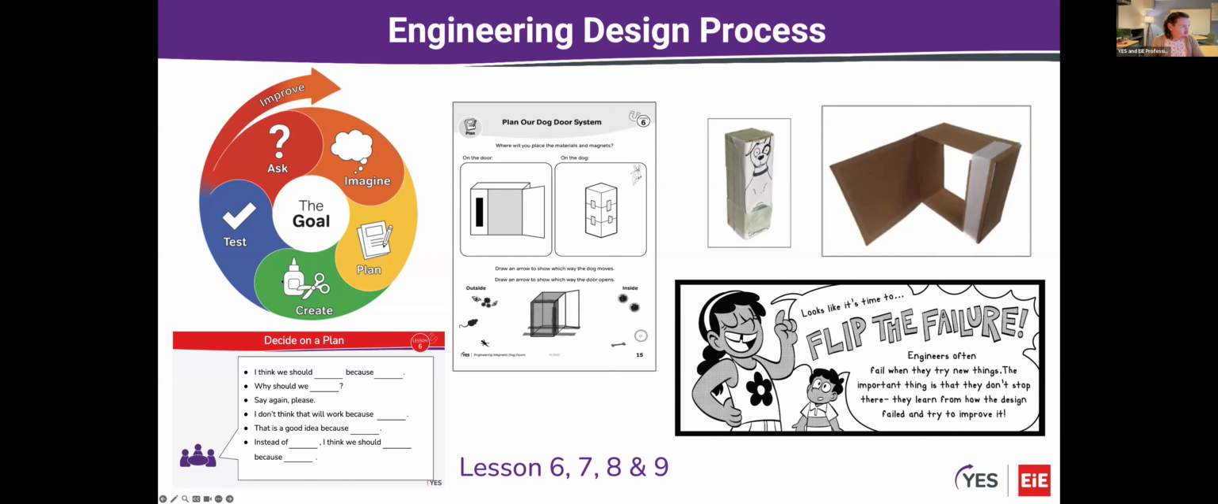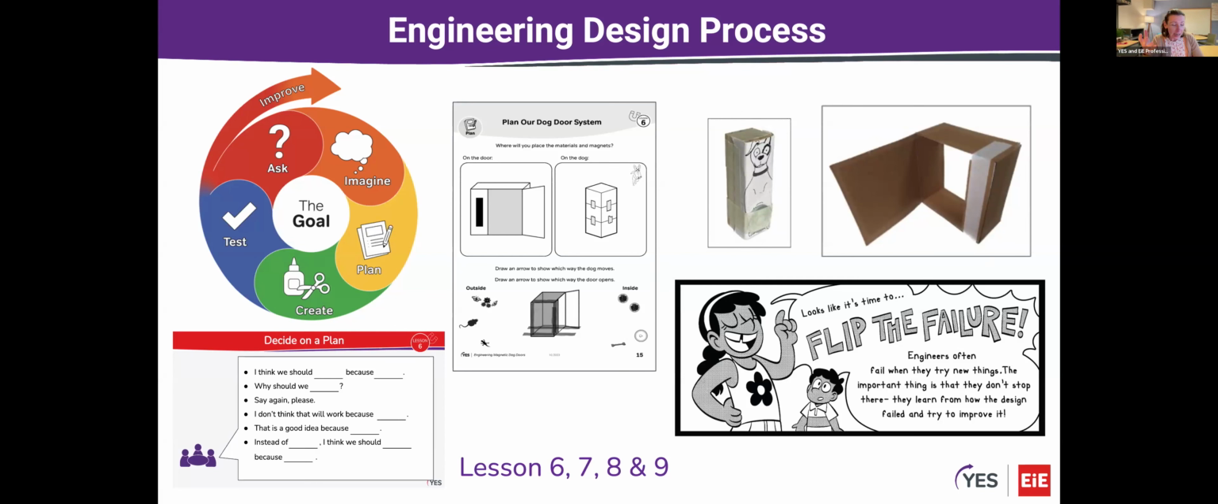And then they record their plan in their engineering design notebook. They think about, do they need to put any magnets on the dog's collar? Do they need to put magnets or magnetic materials on the door so that as the dog goes through that door, it can pop the door open? And then in lesson 7, they actually create and test. That's when they start building. There's a whole 45-minute lesson that's just creating and testing.